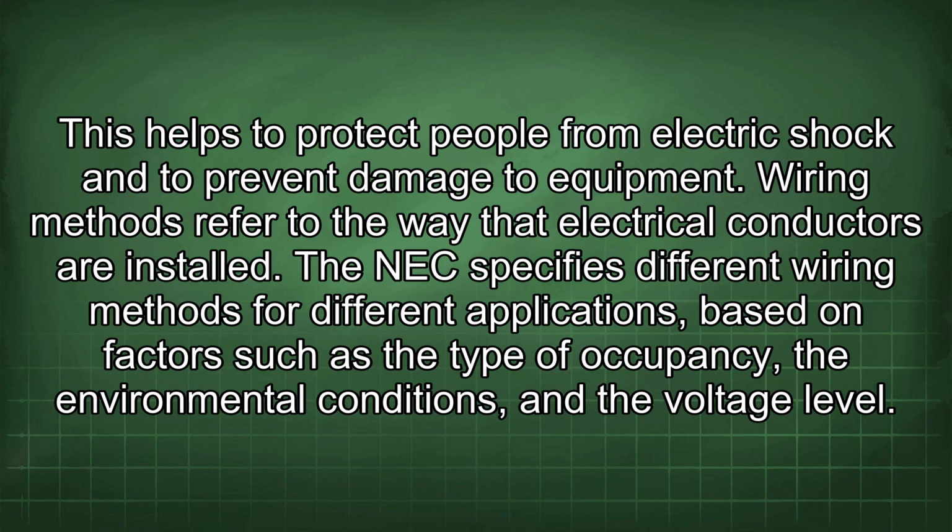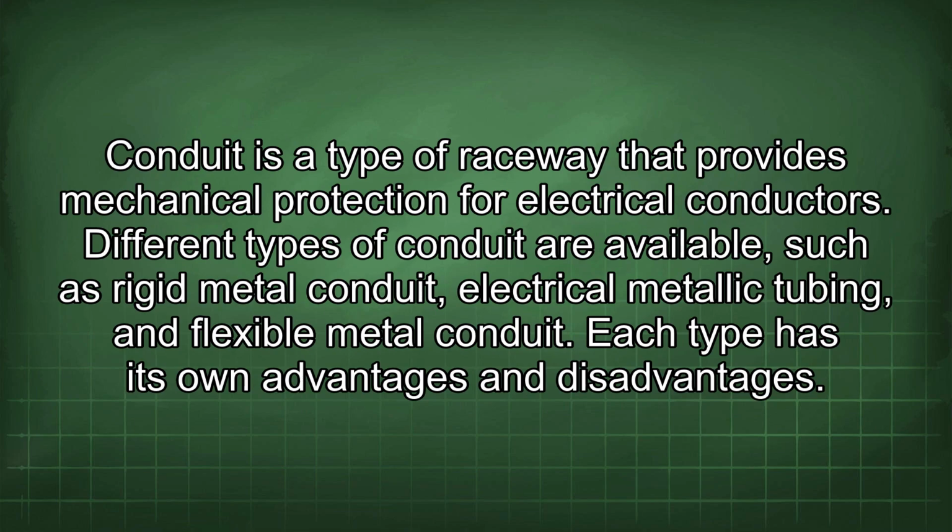Wiring methods refer to the way that electrical conductors are installed. The NEC specifies different wiring methods for different applications based on factors such as the type of occupancy, the environmental conditions, and the voltage level. Conduit is a type of raceway that provides mechanical protection for electrical conductors. Different types of conduit are available, such as rigid metal conduit, electrical metallic tubing, and flexible metal conduit. Each type has its own advantages and disadvantages.